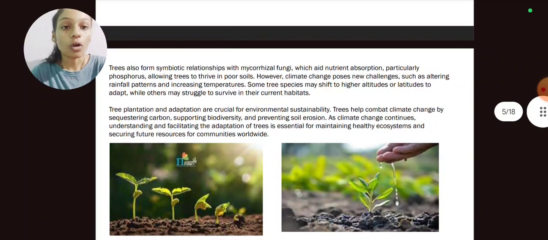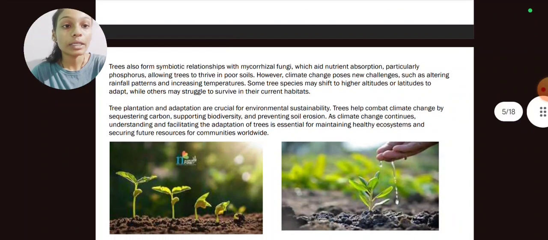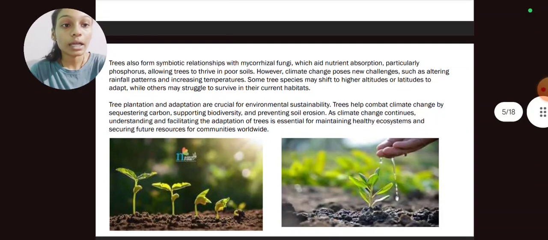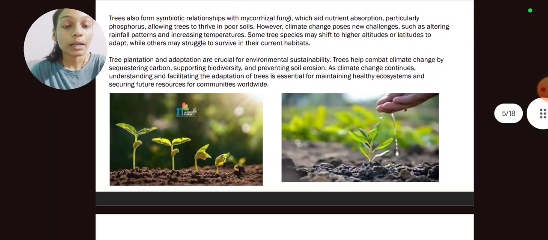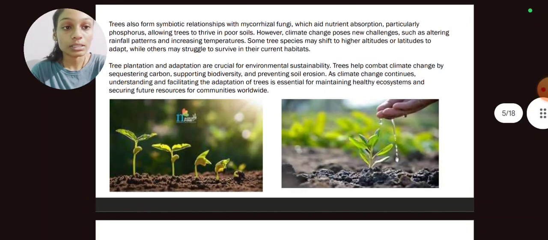Trees also form symbiotic relationships with fungi, which aid nutrient absorption, particularly phosphorus, allowing trees to thrive in poor soils. However, climate change poses new challenges, such as altering rainfall patterns and increasing temperatures. Some tree species may shift to higher altitudes or latitudes to adapt, while others may struggle to survive in their current habitats. Tree plantation and adaptation are crucial for environmental sustainability.